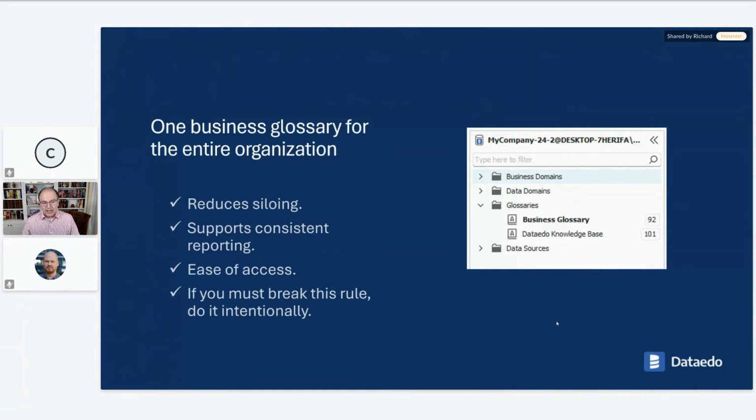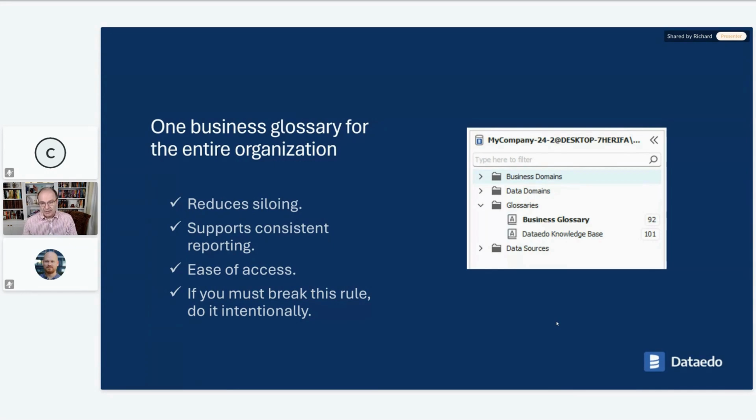And also, it makes it easier for your users just to find things, operationally speaking. If they only have to search in one glossary, they know that they found the answer. If there are multiple glossaries, they're not sure. If they find a term in one, they're not sure that it's the same definition, perhaps, to a term in another glossary. So again, it supports ease of access, consistency, all of those things.